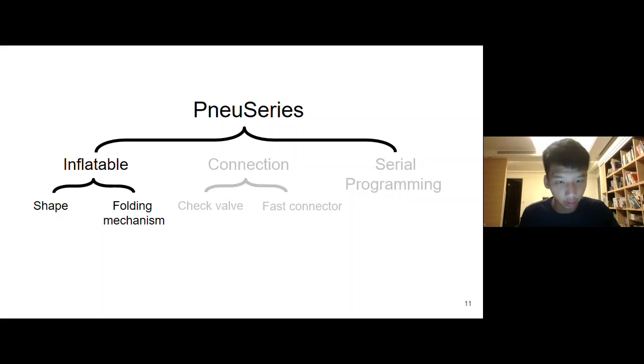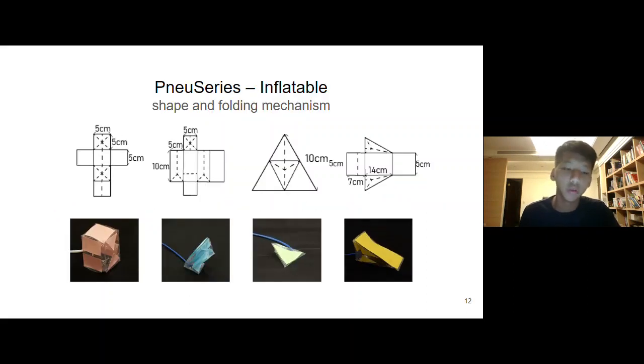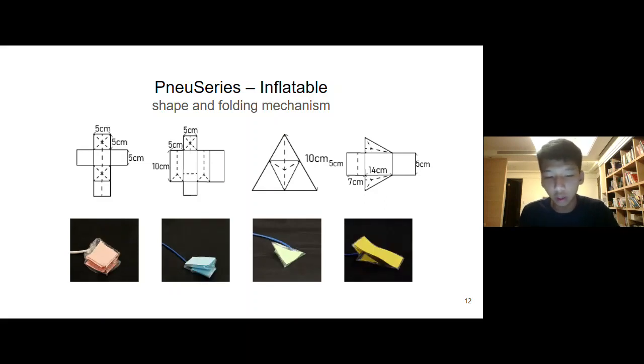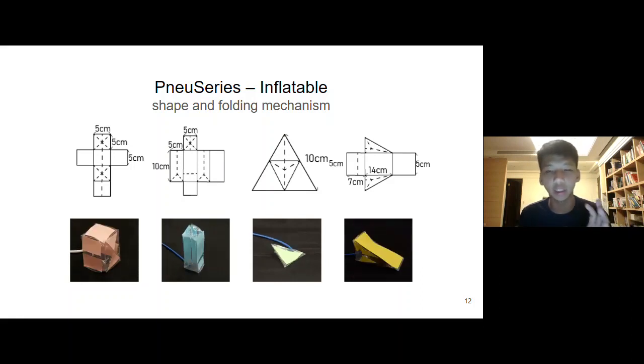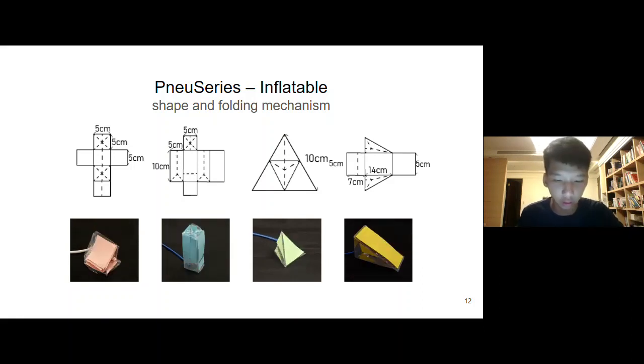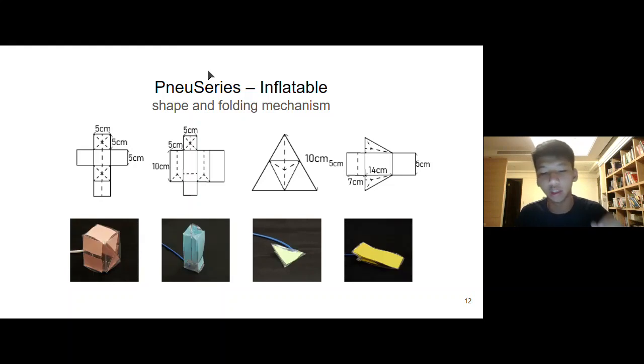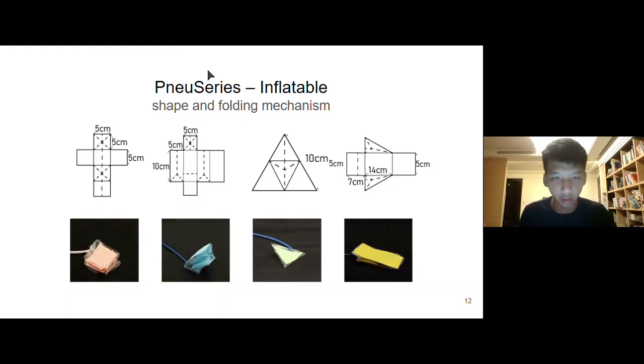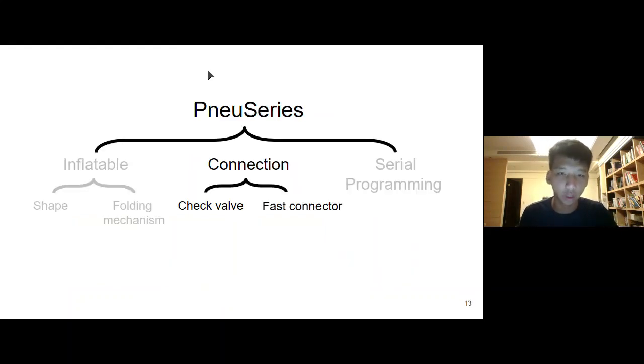Let's see the first part. We make four kinds of polyhedral inflatables, such as cubic, cuboidal, tetrahedral, and prisms, as basic units of NeuSeries. These inflatables can be folded properly when deflated, as we attach cardboards on the surface to maintain the surface tension. Secondly, we need to connect these inflatables to enable serial control.